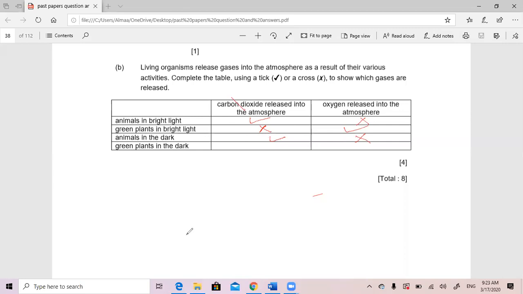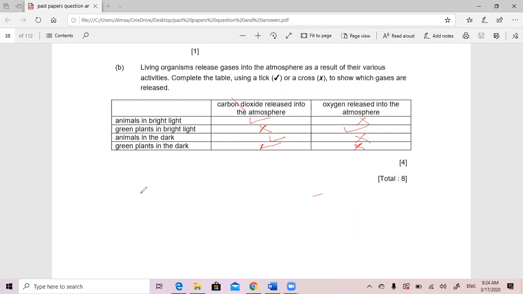I want to choose another student. I'll choose also Muhammad Subhi. Okay, Muhammad Subhi, what about green plants in the dark? Carbon dioxide in the atmosphere. Carbon dioxide, the first one, right, thanks. And oxygen released into the atmosphere, right or wrong? Wrong. Thanks, Muhammad. Excellent, Muhammad. I want other students to take part like Ala, like Salman, like Muhammad.